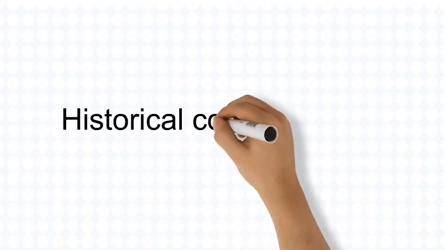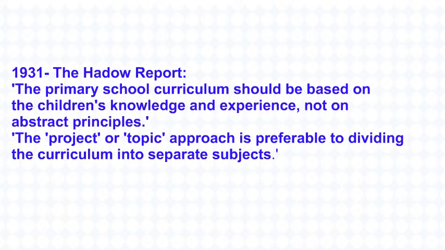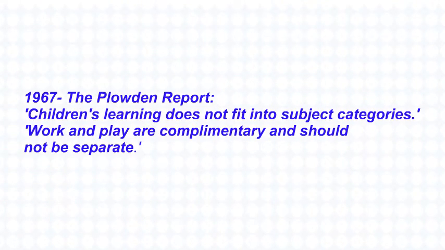The cross-curricular debate has always occurred, beginning with the Hadow report in 1931. In his review, he argues that the topic approach is preferable to dividing the curriculum into separate subjects. This, he argues, is because the curriculum should be based on experience rather than abstract principles. Over 30 years later, this point of view was strengthened by Plowden, who crucially states that children's learning does not fit into subject categories. In addition, he argues that work and play are complementary and should not be separate.